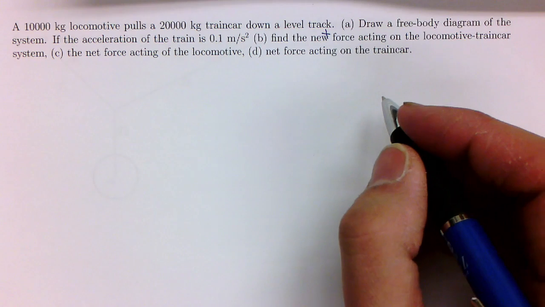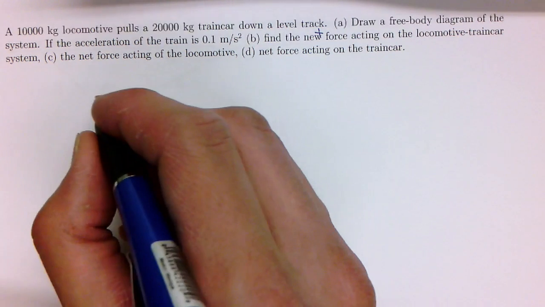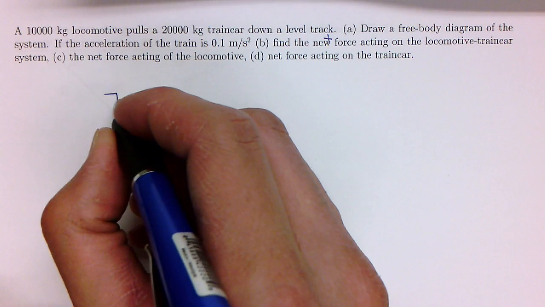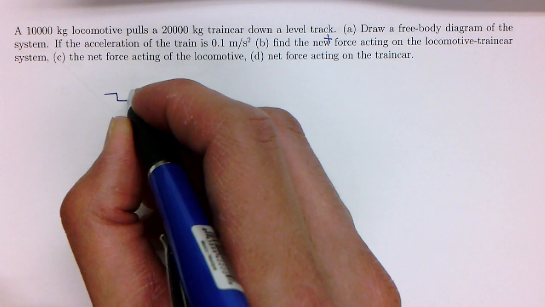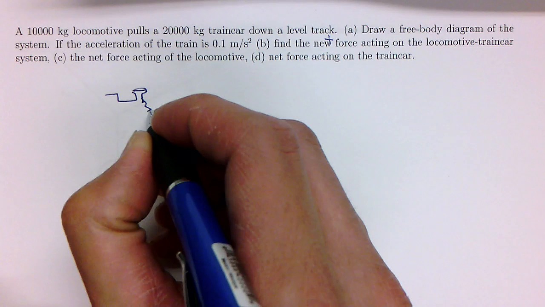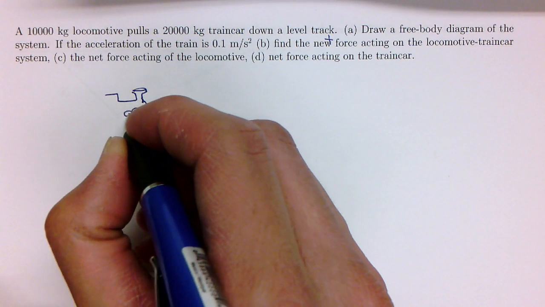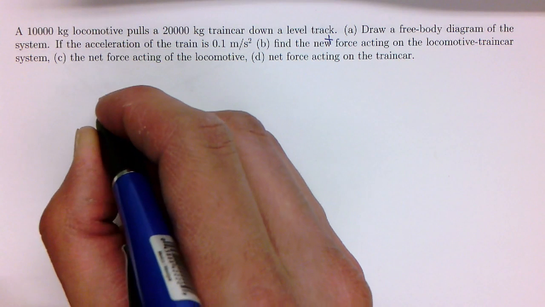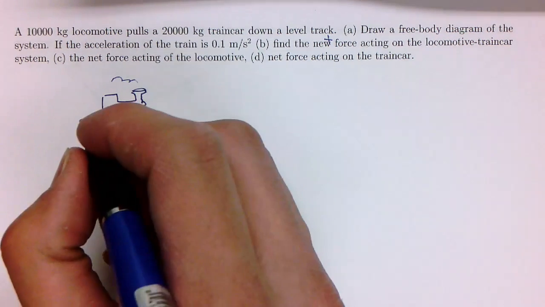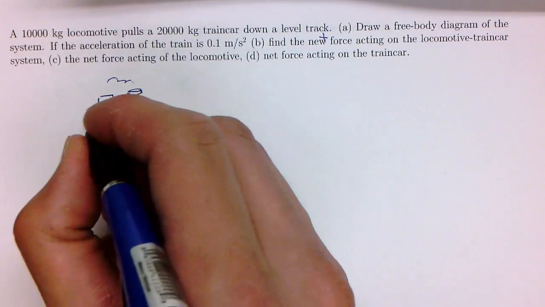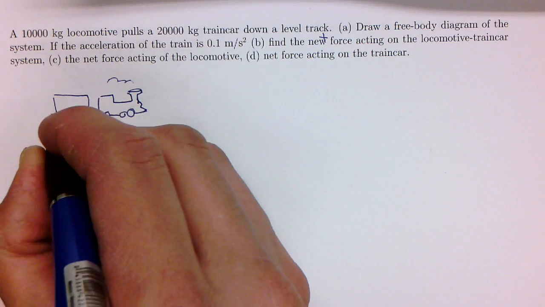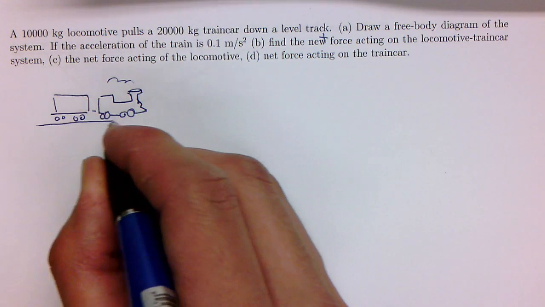So let's draw a little diagram of how this thing works. Let's draw the locomotive first. The locomotive is going to pull a train down the level track. So let's draw an old-timey steam locomotive. So this is why I'm a physicist and not an artist. But you get the drift. So this is my locomotive, and I'm going to drag along a train along a level track.